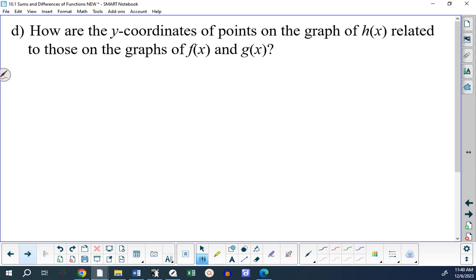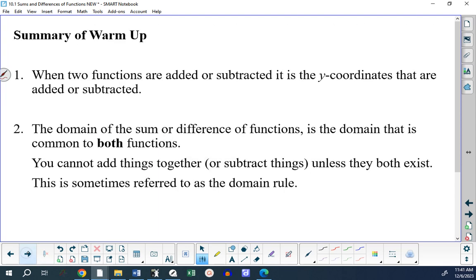All right, so how are the y-coordinates related? Well, you take the y-coordinate on f and you subtract the y-coordinate on g to get the y-coordinate on h. So what have we learned in the warm-up? We've learned that it's all about y coordinates, and that a domain of a sum or a difference is the domain that's common to both. That's the warm-up. And my hope is that by going slow with the warm-up, the examples are easy now.